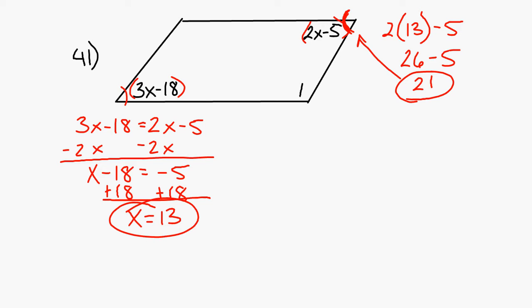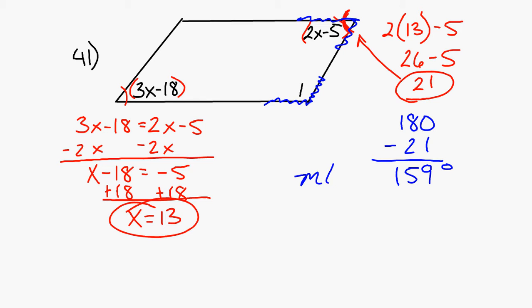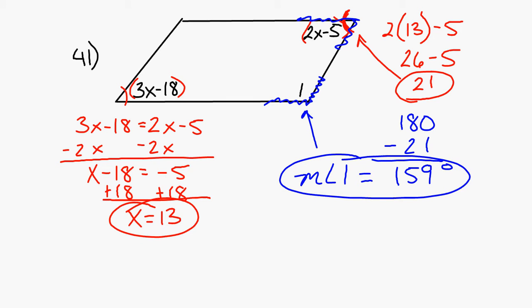This angle up top and angle 1 are consecutive angles, and consecutive angles in a parallelogram are supplementary. So if you take 180, subtract the 21, you're left with 159 degrees, and that's what the measure of angle 1 is equal to. Right there. You got a 21 and you got a 159.